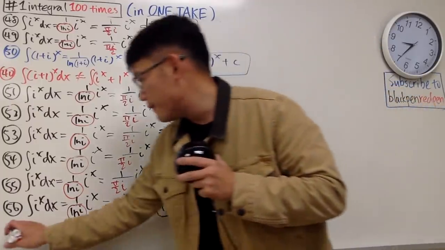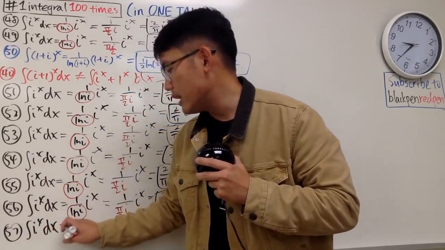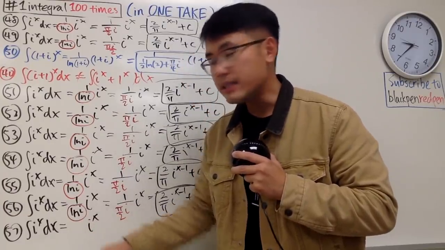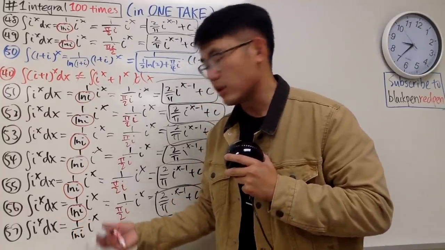That's all. Now, 57, integral of i to the x power dx. Well, in this case, we have i to the x power, but the base is not e, so we have to divide it by natural log of that base, so it's 1 over natural log of i.